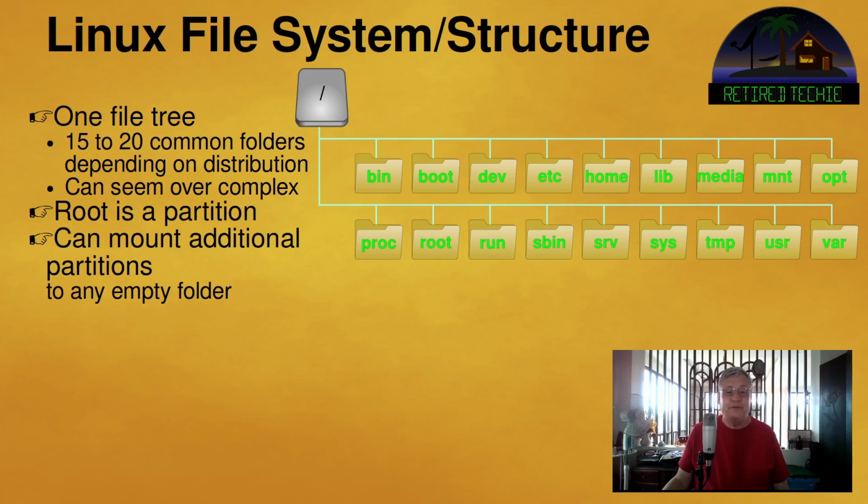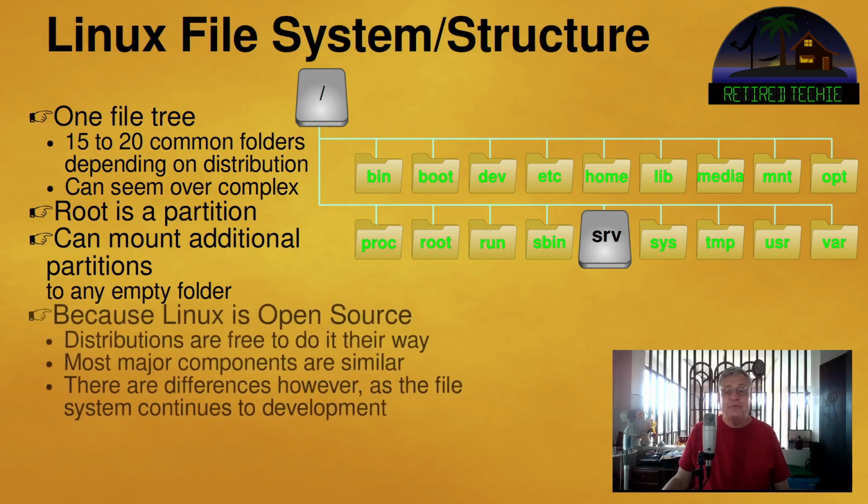You can also mount additional partitions or drives. They don't show up as a D or an E drive like they do in Windows. You would have to mount them to an empty folder on the file tree. Because Linux is open source software, distributions are free to do things the way they want, and they do. While most of the major components are going to be similar, we'll see as we go through this that if you go to 2 different distributions, the file system can be laid out slightly differently, and there are other slight variations below the surface.